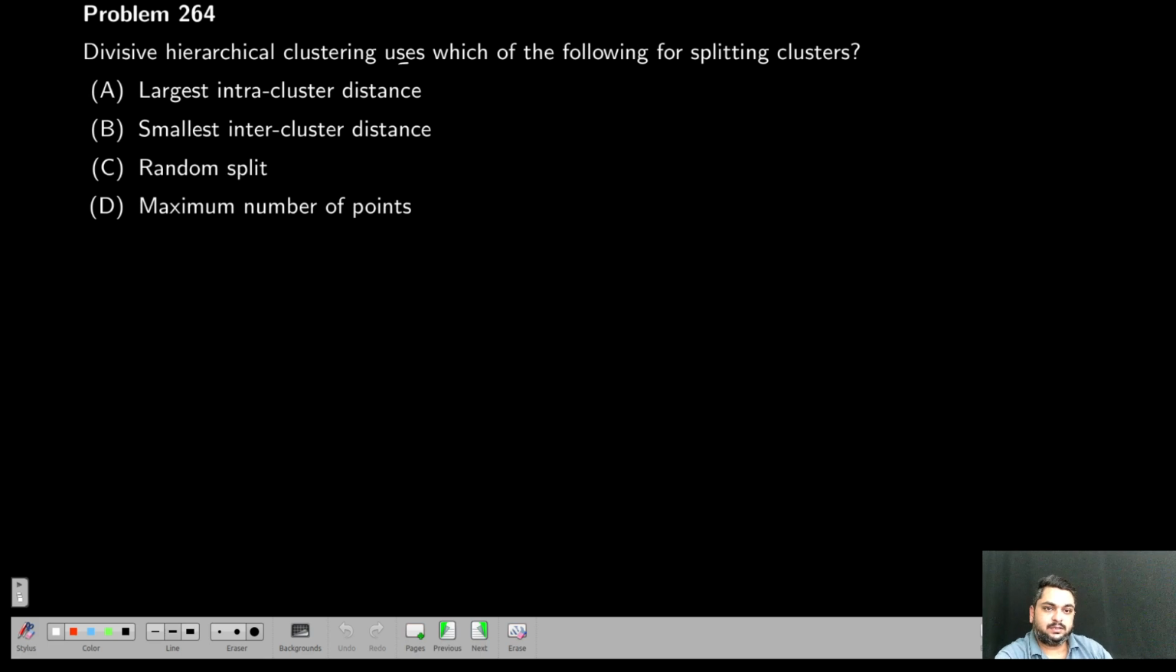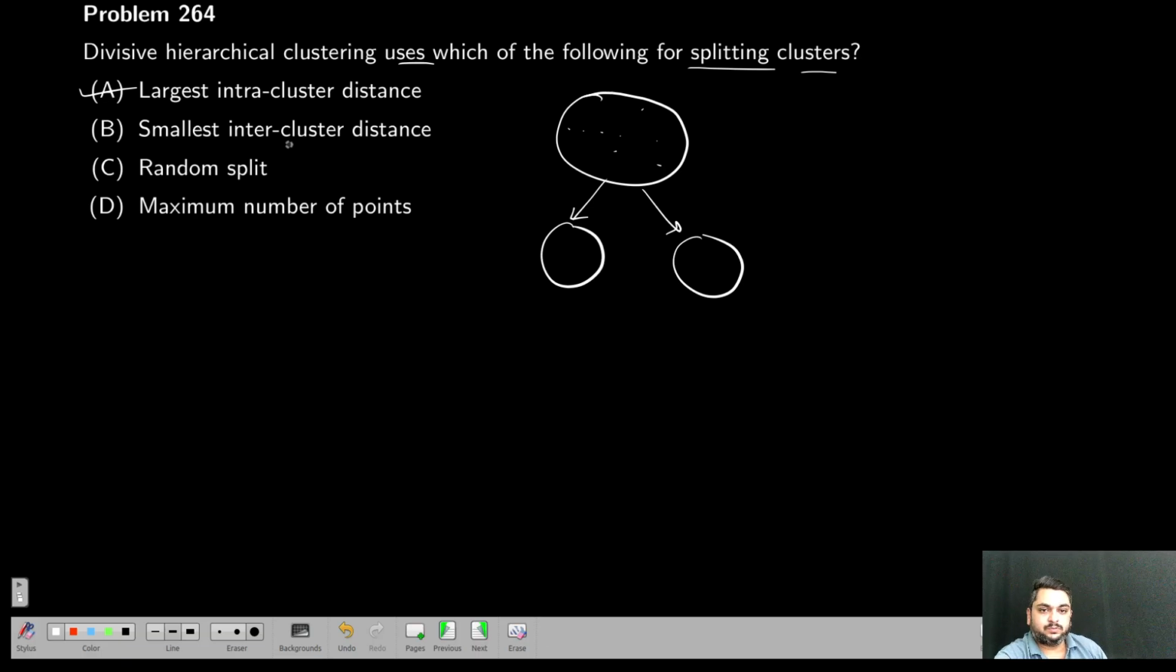Divisive hierarchical clustering uses which of the following for splitting clusters? Divisive means top down. So from a large cluster, we come down to the small clusters. So it uses the largest intra-cluster distance. Initially, the intra-cluster distance will be high for the full cluster, then we go on splitting them. Smallest inter-cluster distance is not it; this is the bottom-up approach. Not random split, no maximum number of points.